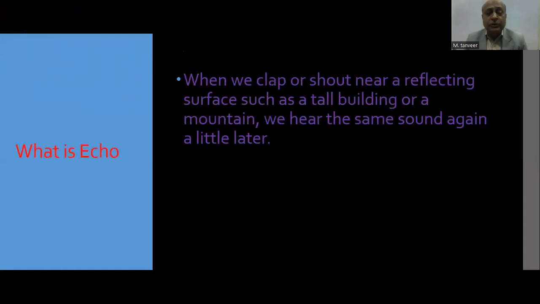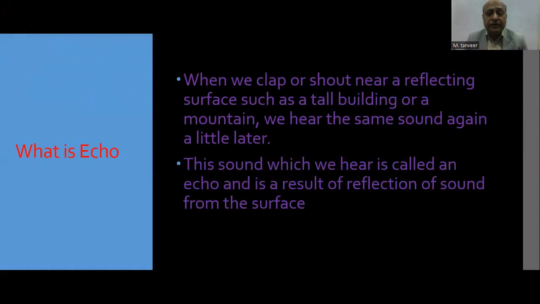When we clap or shout near a reflecting surface, such as a tall building or a mountain, we hear the same sound again a little later. When we hear the same sound after a short time, this is called echo. The sound which we hear is called echo and is the result of reflection of sound from the surface.